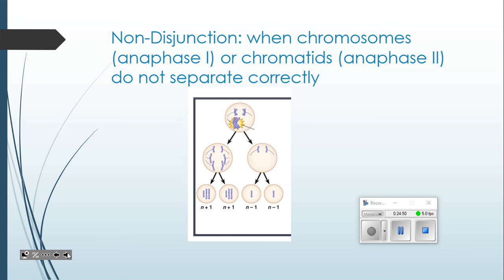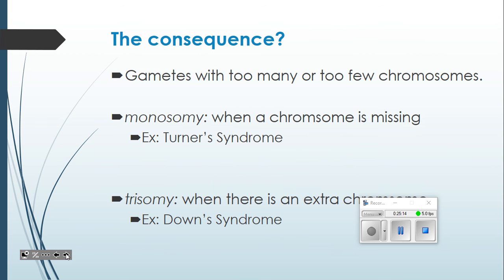Okay, so I'll just say it one more time. I showed you a weird thing that happens in each of the phases: crossing over, independent assortment, nondisjunction. They tend to get grouped together in questions, like there'll be 3 of the 4 choices in a multiple choice question, because they're the things that cause variation and recombination. So, the consequence, which is what I wanted us to focus on, not the details of the process, is that we could end up with gametes with too many or too few chromosomes.